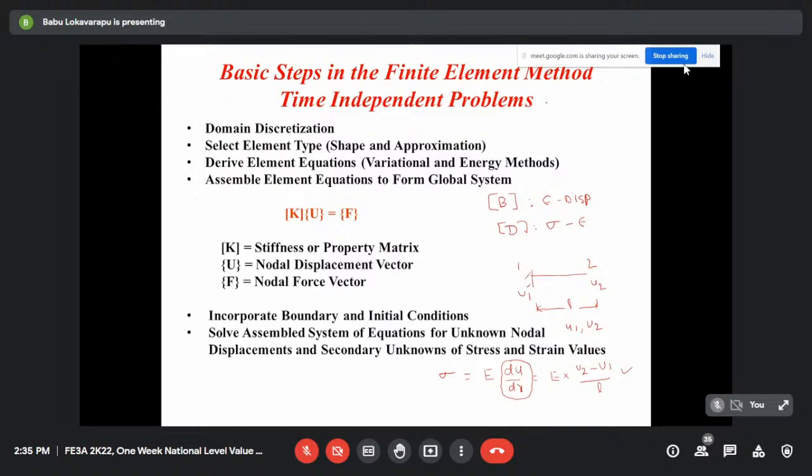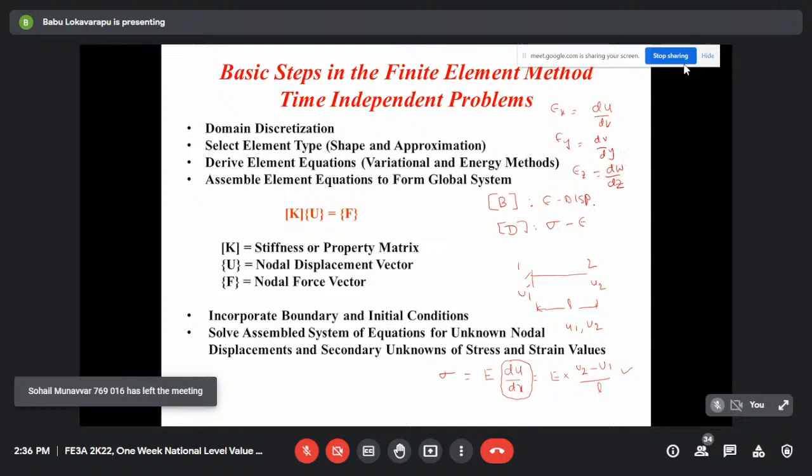So strain along X is nothing but du by dx, strain along Y is dv by dy, and strain along Z is dw by dz. These are the normal strains. Apart from this, you are going to have shear strains also. That is how you find the strain: first displacement, from displacement the strain, from strain the stress. These are the secondary variables you are going to find. The procedure is the same whether it is one-dimensional, two-dimensional or 3D; it is a systematic procedure.